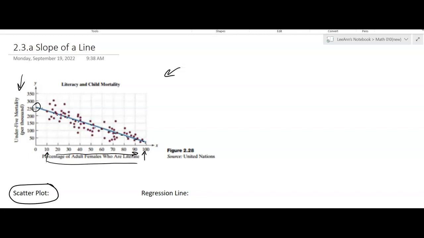And each little point represents one particular nation's percent of adult females who are literate and the mortality rate for that particular country. Okay? And you can see it's called a scatter plot because we have all these little points all over the place. And each one of those points represents a data point for a particular nation. But then we have this line drawn through the middle saying, well, it kind of looks like a line if you put all the little data points together, and we say it's linear.